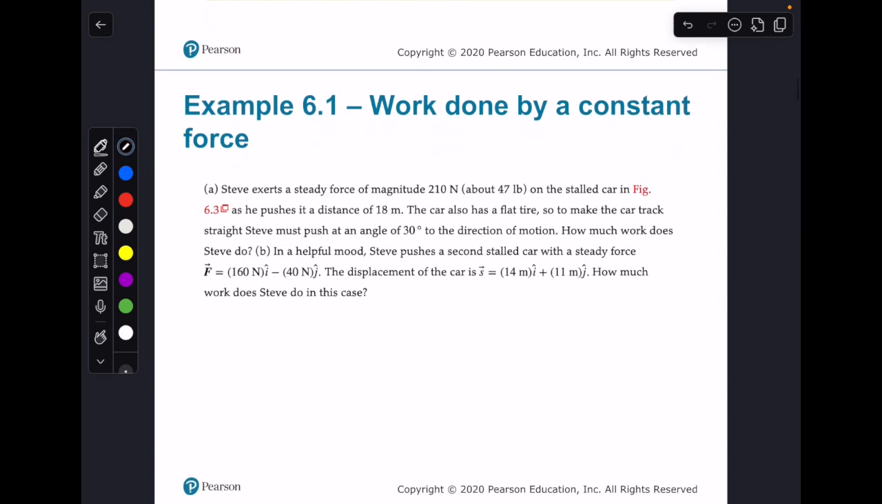Let's put that idea into practice with this example. Using the man pushing a car context, we have Steve exerting a steady force of 210 newtons on a stalled car, and he pushes it a distance of 18 meters. Because the car has a flat tire, he must push the car at an angle of 30 degrees to the direction of motion. How much work does Steve do?